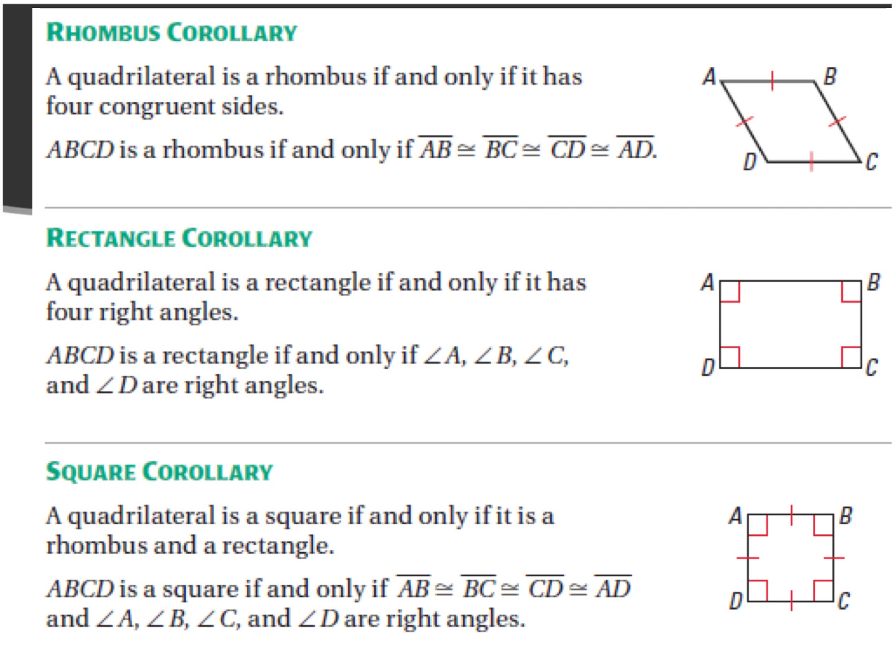A quadrilateral is a square if and only if it is a rhombus and a rectangle. So it has to have all congruent sides, and it has to have all 90-degree angles. So ABCD is a square if and only if segment AB is congruent to segment BC, which is congruent to segment CD, which is congruent to segment AD, and the angles A, B, C, and D are right angles. So again, the rhombus is just the sides. The rectangle is only the angles. And the square is sides and angles combined.